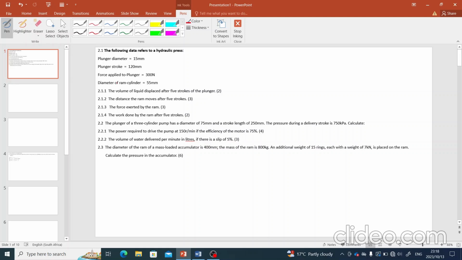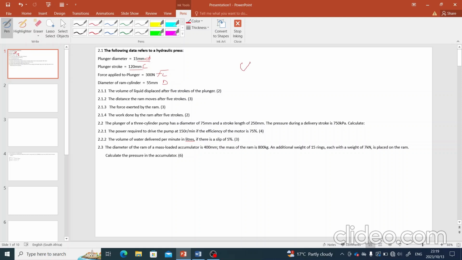Question 2, this is what was given. The plunger diameter, we are given the small d. It is 15 mil. We are given the stroke length, then the force applied to the plunger, FL. Then the diameter on the ram, big D. Now the first question is to calculate the volume of liquid displaced after 5 strokes of the plunger.